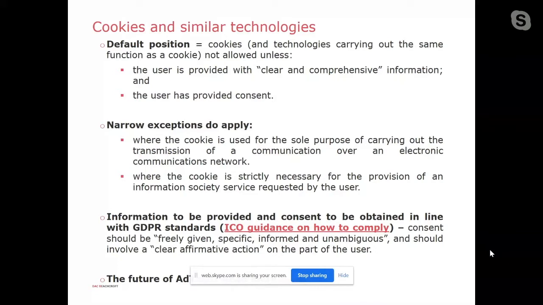So again, I said at the start, these rules will apply to cookies, but also similar technologies. So again, very broad, but it's basically anything carrying out a similar function to a cookie, so fingerprinting techniques and things like that, very fact specific. So it's important to get quite granular to make sure that you've captured everything in the information that you're providing.